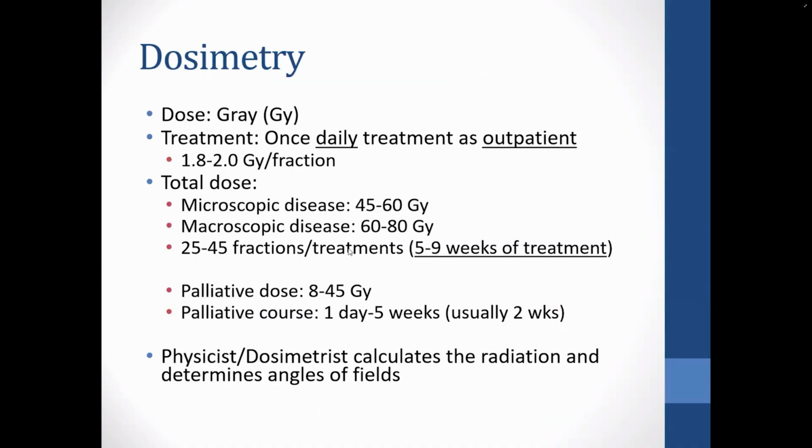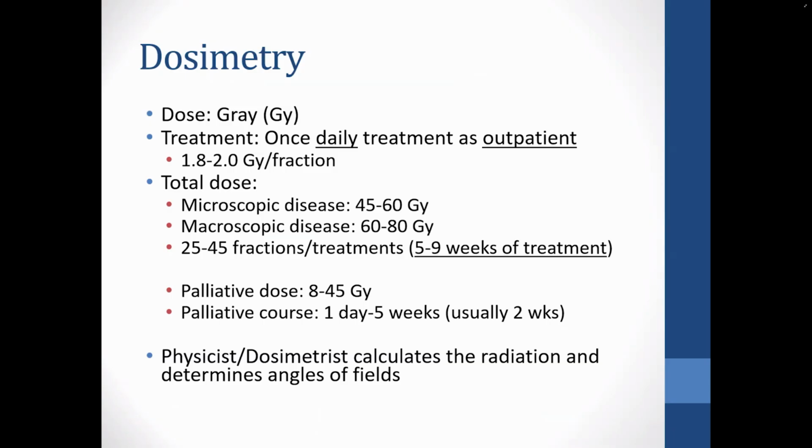Radiation dose is measured in a unit called Gray, abbreviated Gy. Radiation treatments are usually once daily treatments as an outpatient, and we typically give around 2 Gray per treatment. You'll notice I'll use the words treatment and fraction synonymously. We essentially have a total dose that we're trying to get to. That total dose is divided, or fractionated, into smaller doses called fractions or treatments.